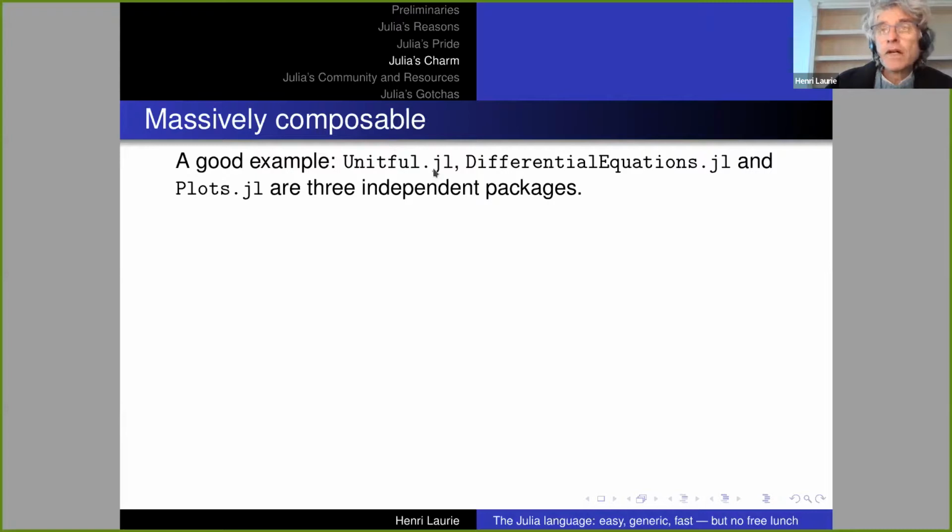Unitful allows you to define values that have a magnitude and a unit, a dimension. And this can just be handed over to DifferentialEquations, and it will just run. The code in DifferentialEquations doesn't require any modification, because Unitful has also defined the mathematical operations for those values, and DifferentialEquations can just go ahead and use exactly the same code and get solutions which are Unitful values. Plots, however, cannot necessarily plot Unitful values.